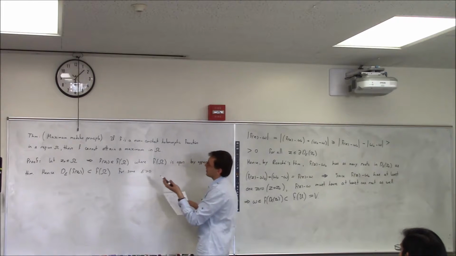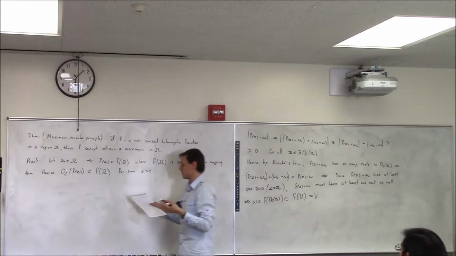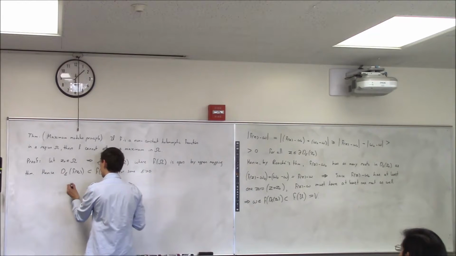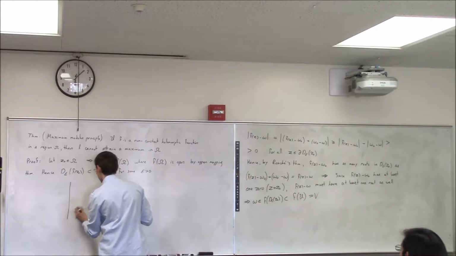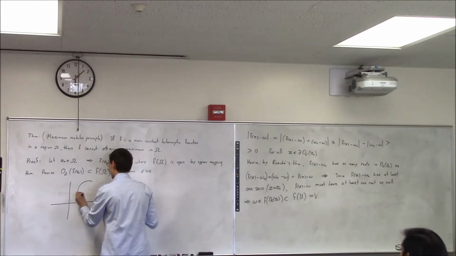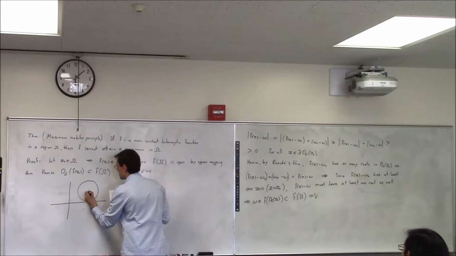So, I mean, from here, let me just draw you a picture because it's really a lot of words. But here is now a picture of what's happening. So this is my f of z0.